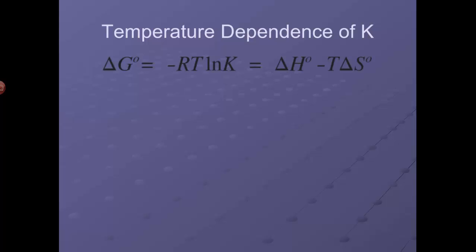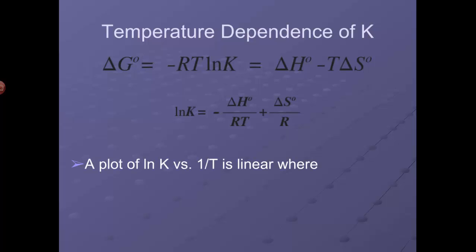Okay, so we know that delta G standard is equal to negative RT times the natural log of K. That's at equilibrium, right? And delta G standard is also equal to delta H minus T delta S. So we can rearrange this relationship, and we can figure out that the natural log of K is equal to negative delta H over RT plus delta S over R. If we plot natural log of K versus 1 over T, we'll have a linear graph, okay?